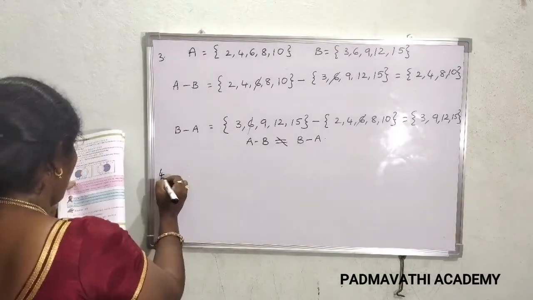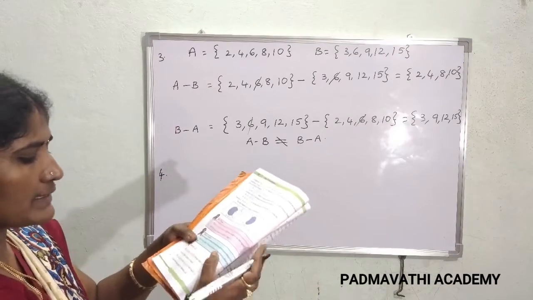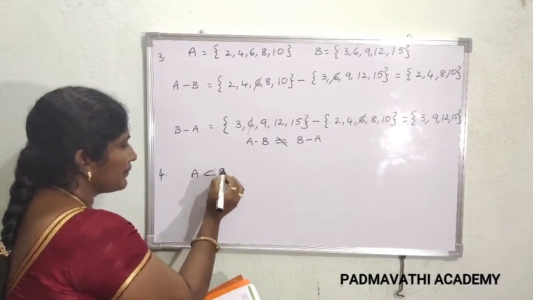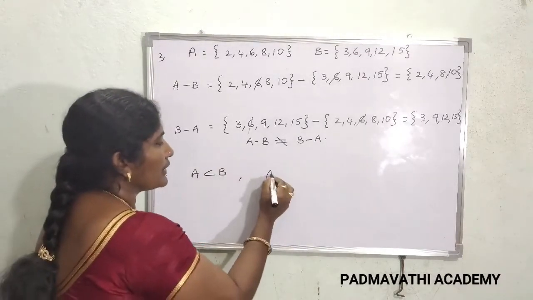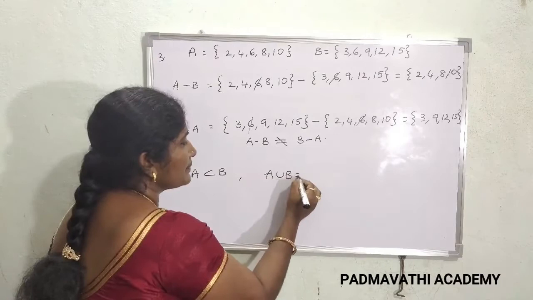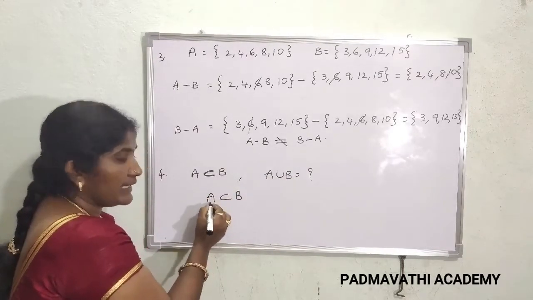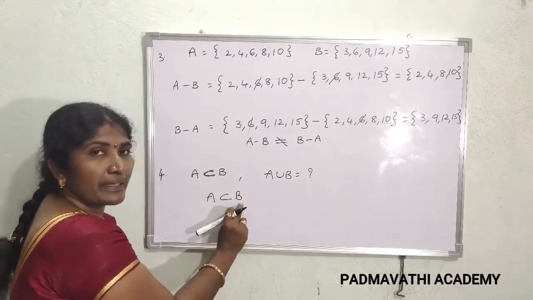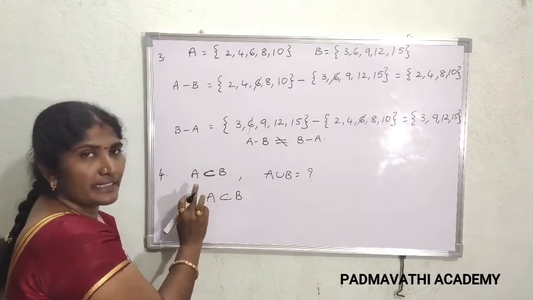Next, fourth question. In fourth question, they are saying if A and B are two sets such that A is a subset of B, then what is A union B? A subset B means the elements which are present in A all must be present in B. But what are the elements present in B? All need not be present in A.